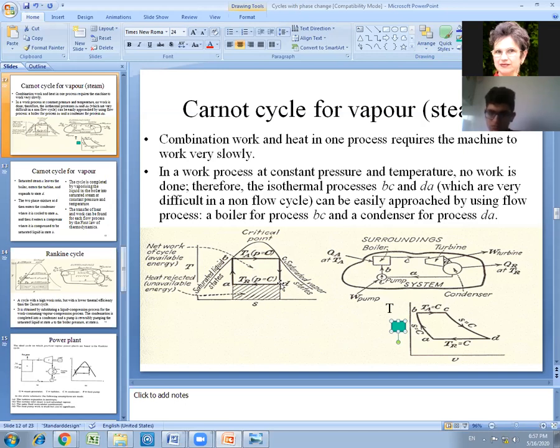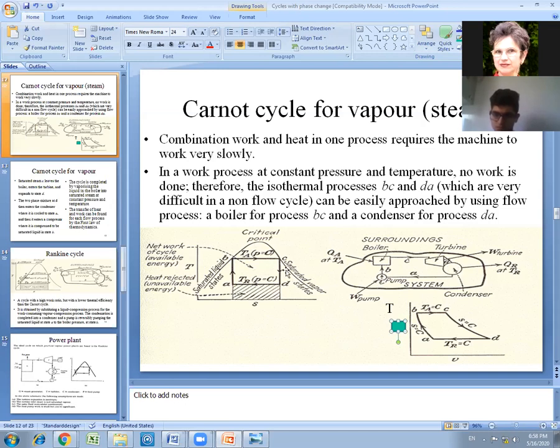And in order to reuse this mixture, to put it into the pump, you have to turn the mixture into more liquid because the pump can't work with gases. The pump normally uses liquids to work. And from A to B is the work of the pump. You have to put work into the pump.